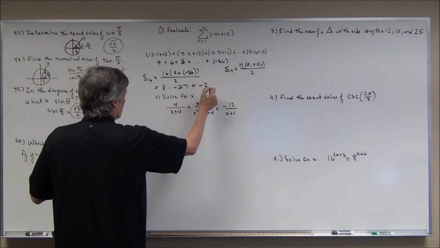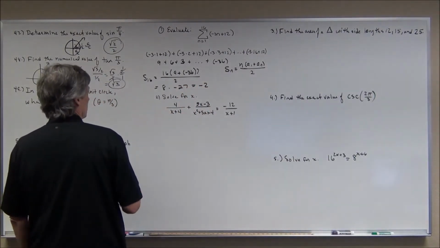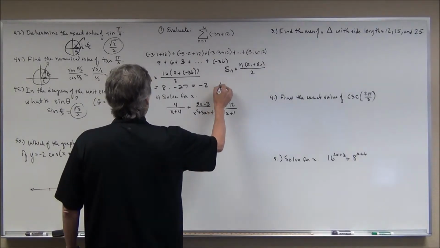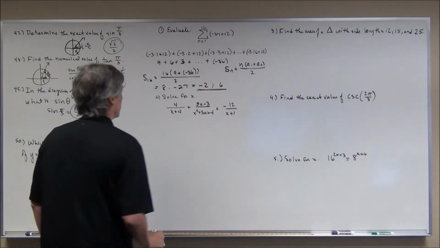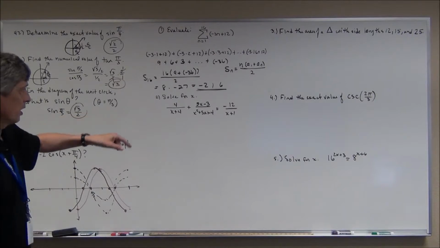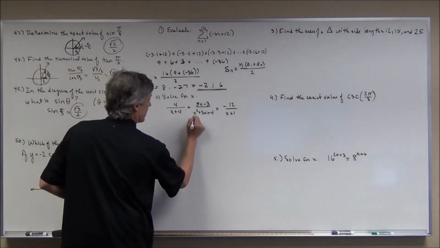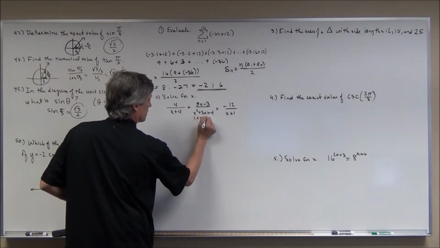So that's negative 200 something. What is that? Negative, let's see, that's a 6. That's negative 216, right there it goes. All right, now this one's got a little bite to it, and then you can see the space I have. This is x plus 4 times x plus 1.